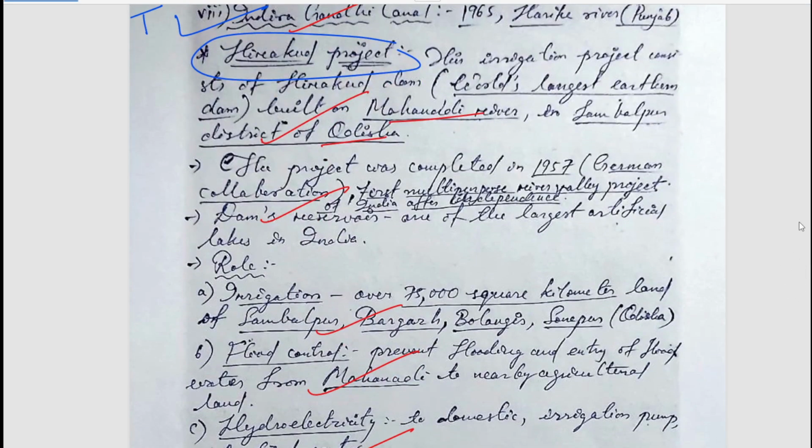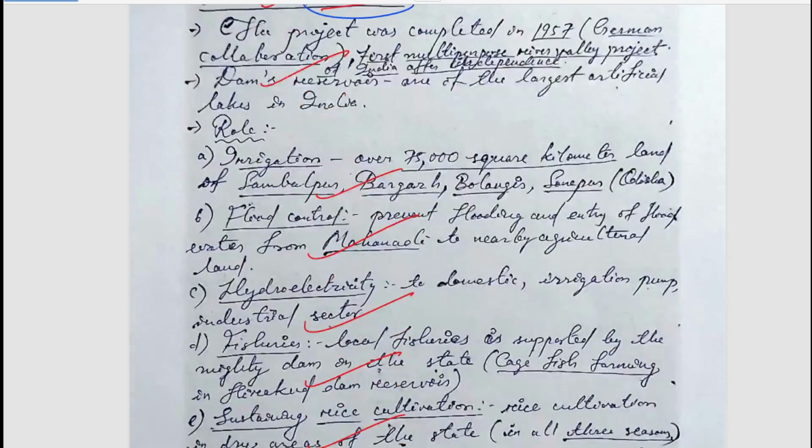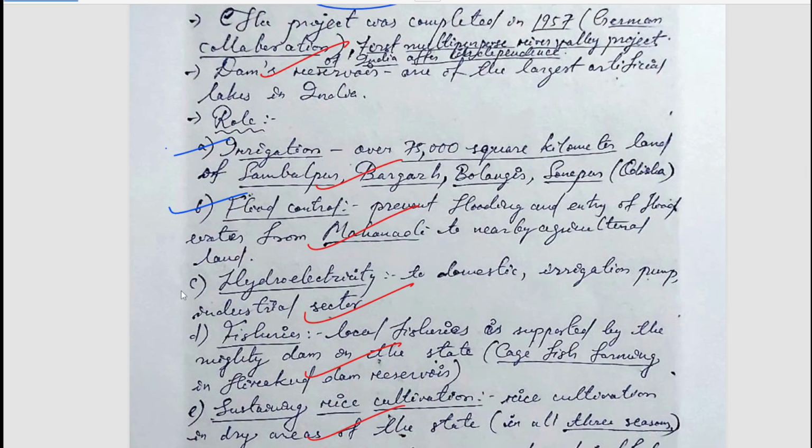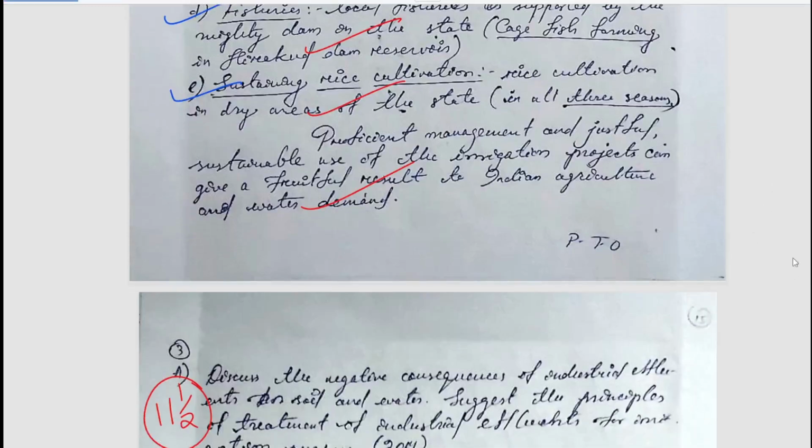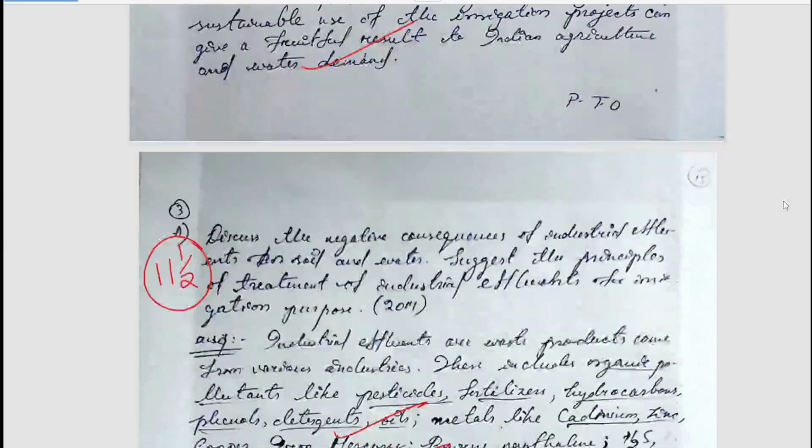So the student has mentioned the Hirakud project, which is on the Mahanadi River in Odisha. Its irrigation potential, flood control, hydroelectricity, fishery, sustainable rice cultivation, all other things are mentioned in 11 points. Now let's move to the next question.